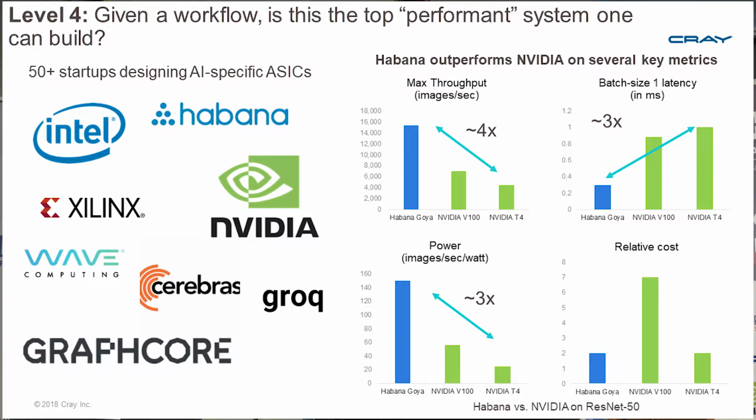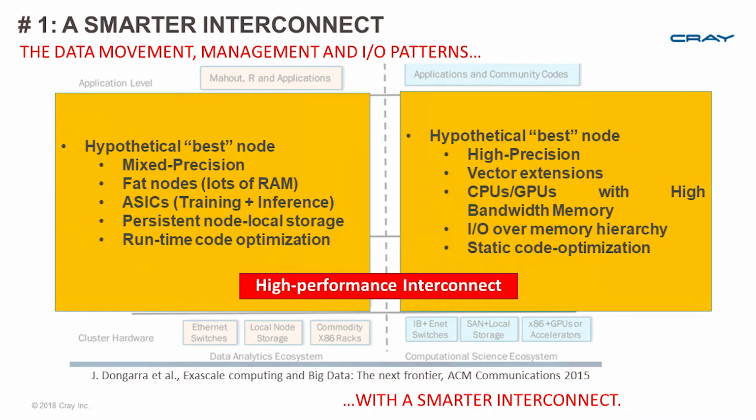And so the first one is obviously the interconnect. I don't have to talk about Slingshot. I'm sure most of you have heard about it in the announcements that have come out. And so what it is designed to do, in my perspective, is 3 things. So if you were to design a system only for HPC, your node would look more like the one on the right over there. It would have high precision. It would have the vector extensions that you need. It will have the high bandwidth memory that you require. It requires I/O over memory hierarchy. And it's typically working based on code that you optimize in a static way. It's the C++ Fortran compiled way.